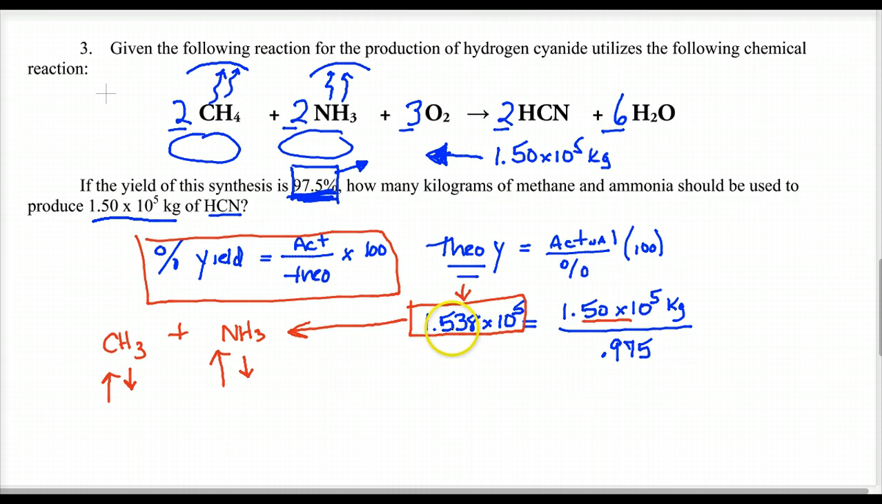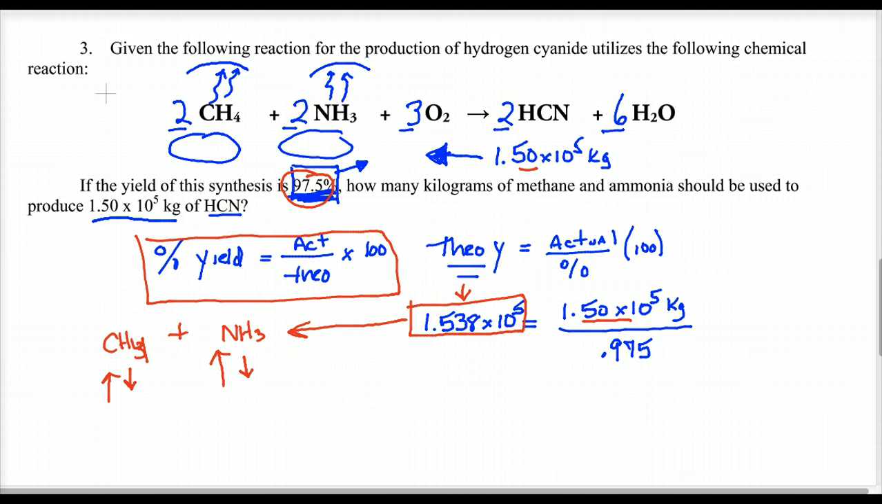Now, that's theoretically. This is what actually happened. How come there's extra? Well, because we have some error. We lost some. So we need to have more of the CH4 and the NH3 than is required to make the actual, because some is lost. Hope you understand that process.